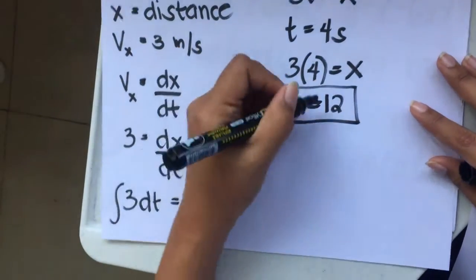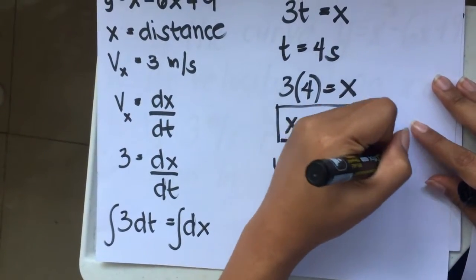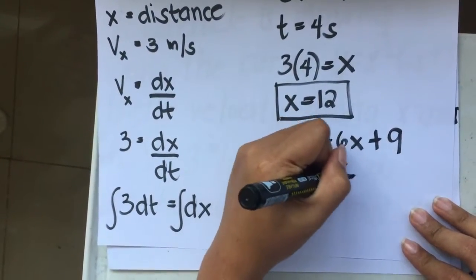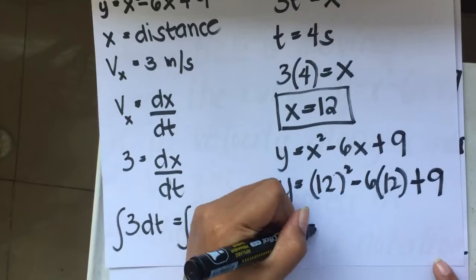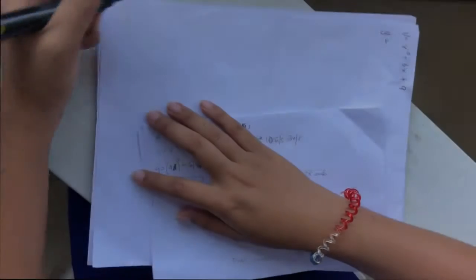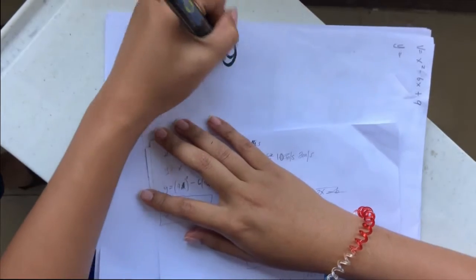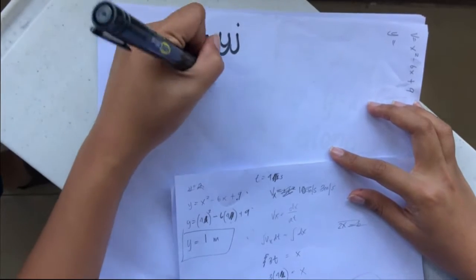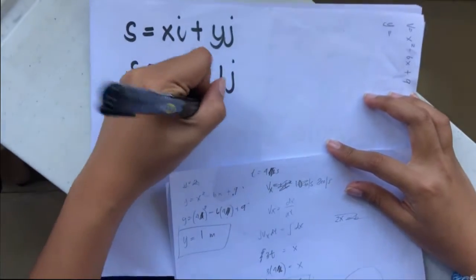So we just have to substitute x into the equation x squared minus 6x plus 9 to get the value of y. So we have 12 squared minus 6 times 12 plus 9, getting the final answer of 1 meter. So we're going to change it into vector notation, which is xi plus yj. And just substitute the x and y values, which is 12i plus 1j, or simply s is equal to 12i plus j.